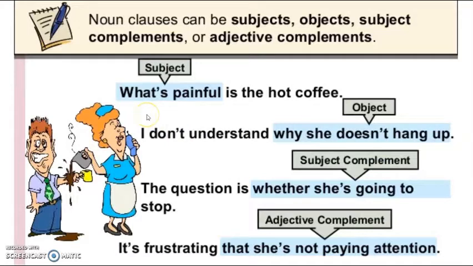For example, noun clauses can be subjects, objects, subject complements or adjective complements. So for example, in this case, we have this word what, but it's not a question. We said, what is painful is the hot coffee. So this noun clause is the subject of this sentence. You can see here, all of this is the noun clause, and here we have a verb, and then we have the predicate. So this is the noun clause, this is the verb connecting the two parts, and this is the predicate. So we are going to focus just on this part this week.